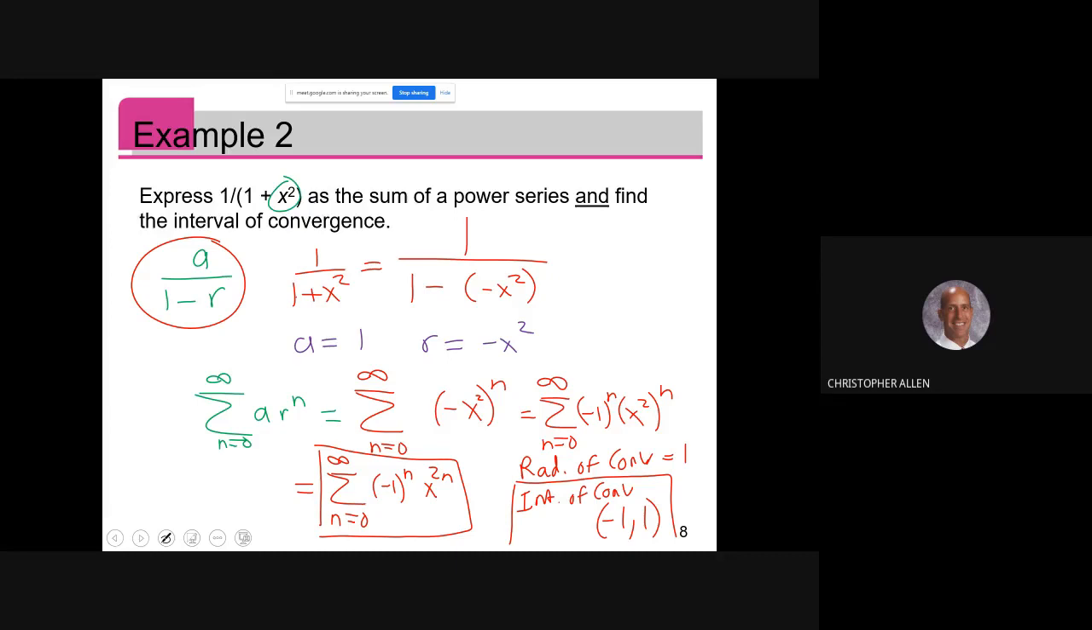And it turns out that as long as we use this power series for these values of x, everything is perfectly well defined and wonderful. If I pick a value of x outside of that interval, -1 to 1, then it's going to diverge and it's not going to work.